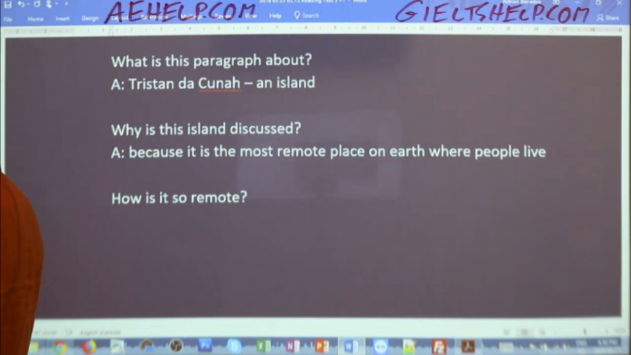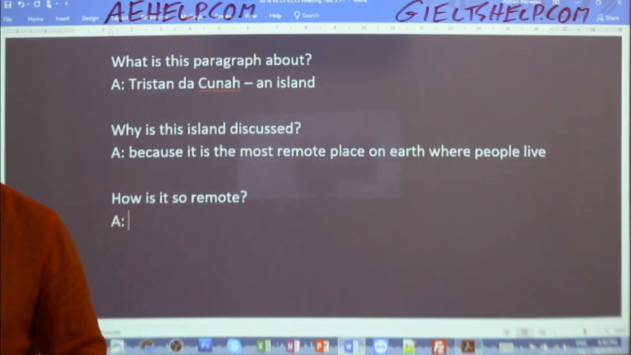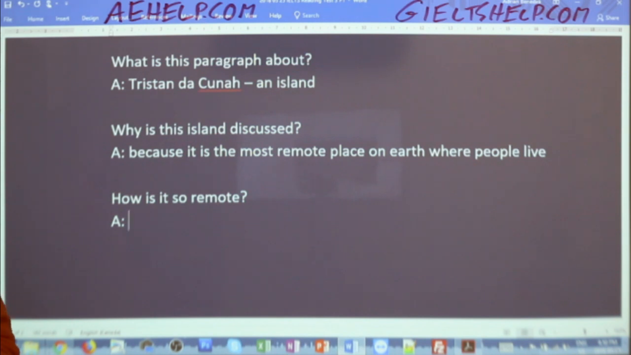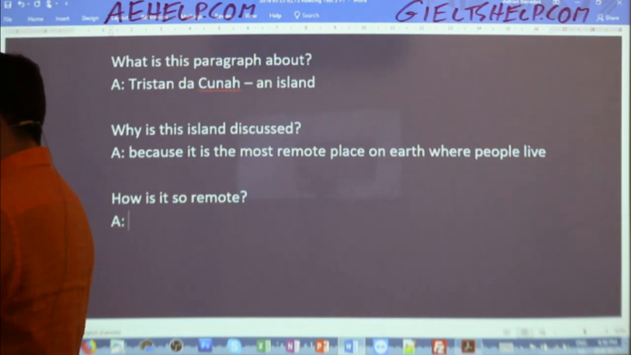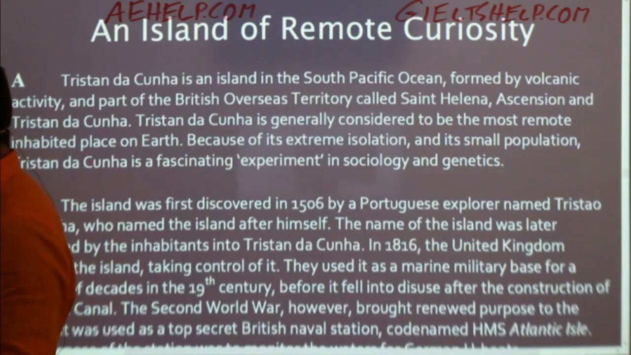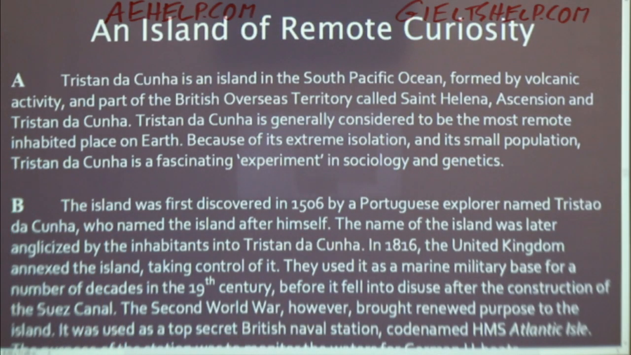Okay, what's the answer to that from this paragraph? How is it so remote? Don't even worry about the sociology and the genetics. That's another why question. Why is it interesting? Okay? How is it so remote? Well, if you're having difficulty, take a peek back at the paragraph. How is it so remote?